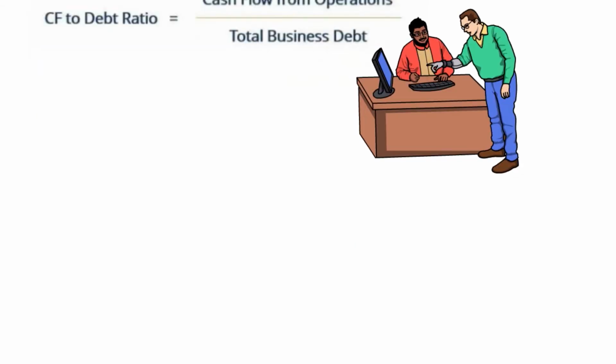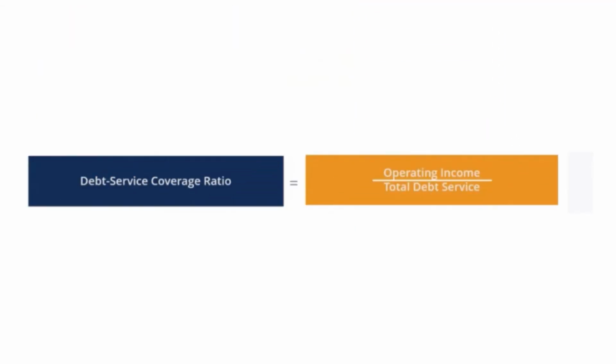So when the company buys and sells stocks to make some extra cash, that also goes in cash flow from operations. And then you have the debt service coverage ratio. This evaluates a company's ability to use its operating income to repay its debt obligations, including interest. So the formula is operating income divided by total debt service.